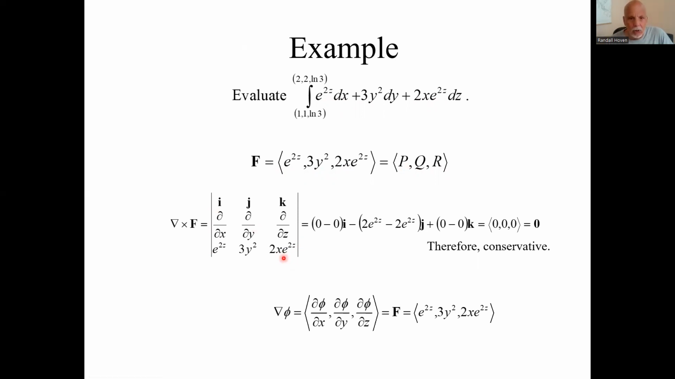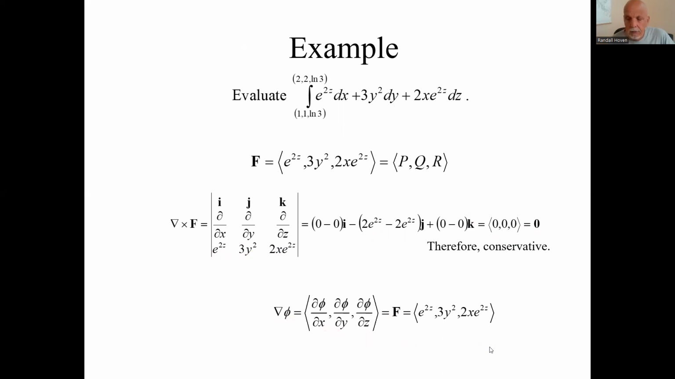See this guy? There's no y here, that's a 0. This guy, no x in this, that's a 0. This will be 2 e to the 2z minus e to the 2z, 2 e to the 2z. And the last one, 0 minus 0. But yes, lo and behold, the whole thing is 0. Therefore, it is conservative. That means there is a potential function such that its gradient equals F.